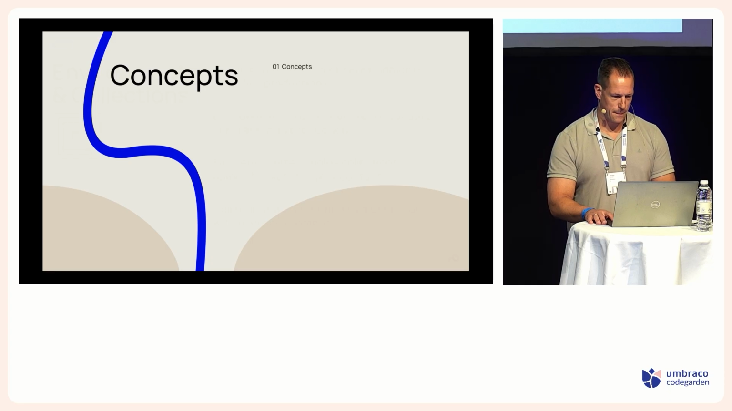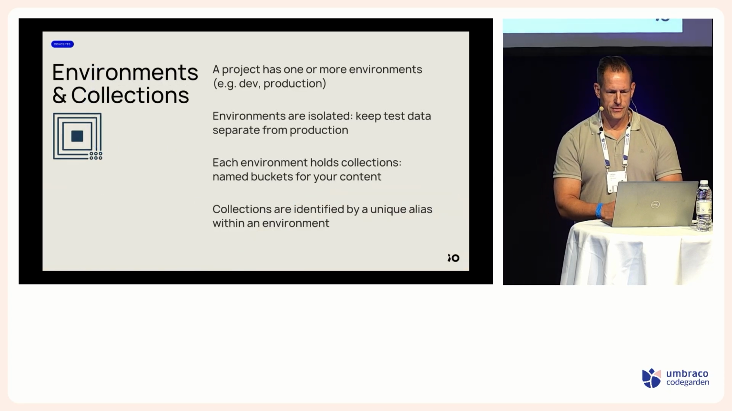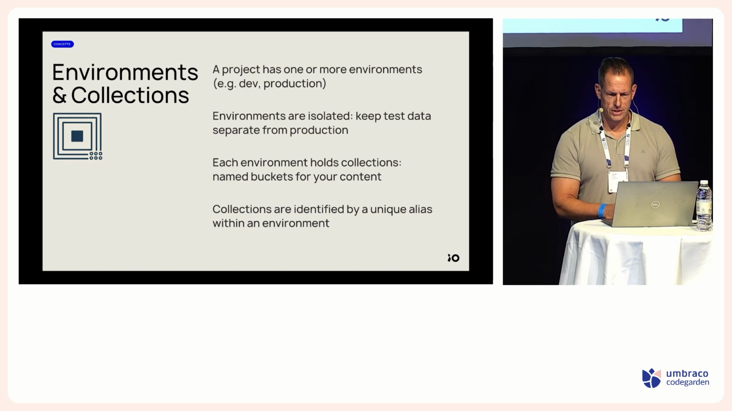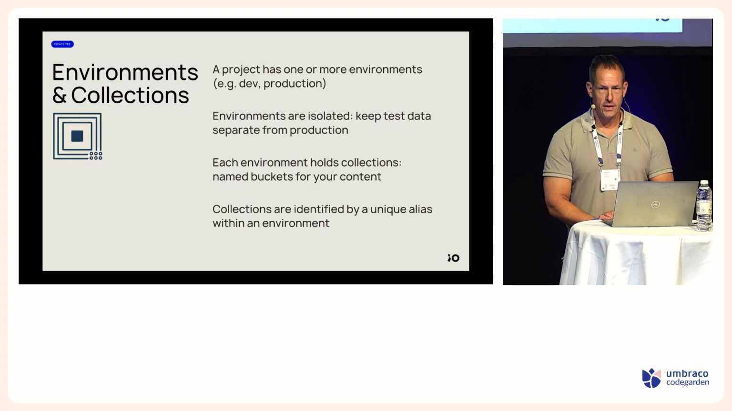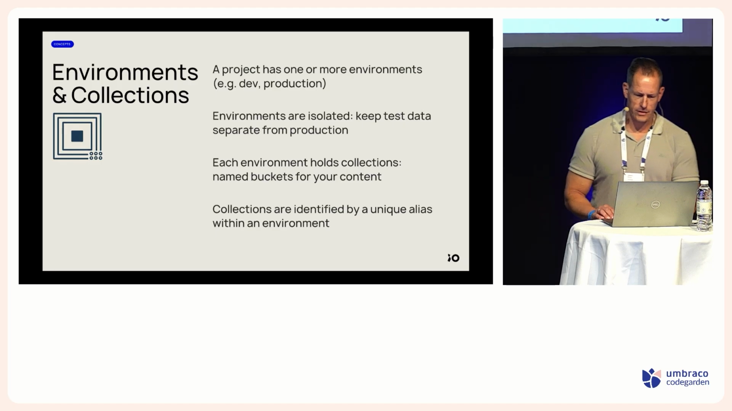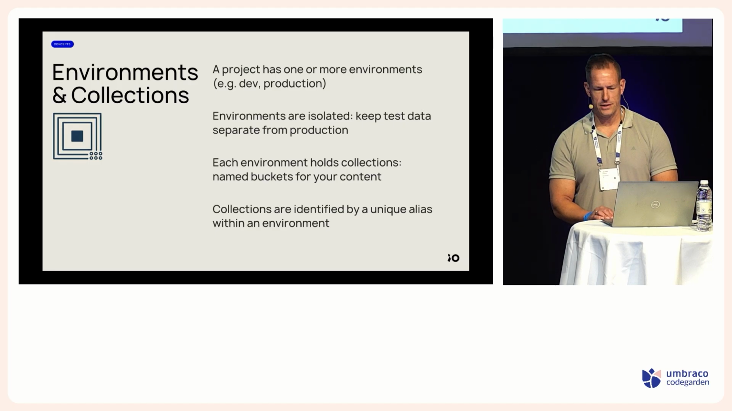The concepts first. In Umbraco Compose, you have environments and collections. So a project can have one or more environments, a bit like Umbraco Cloud. You have your dev, your production. It's to keep your data isolated, of course. Test data should not be in production. And in the environment, you can have collections, and these are the buckets for your content. And the collections are identified by a unique alias.